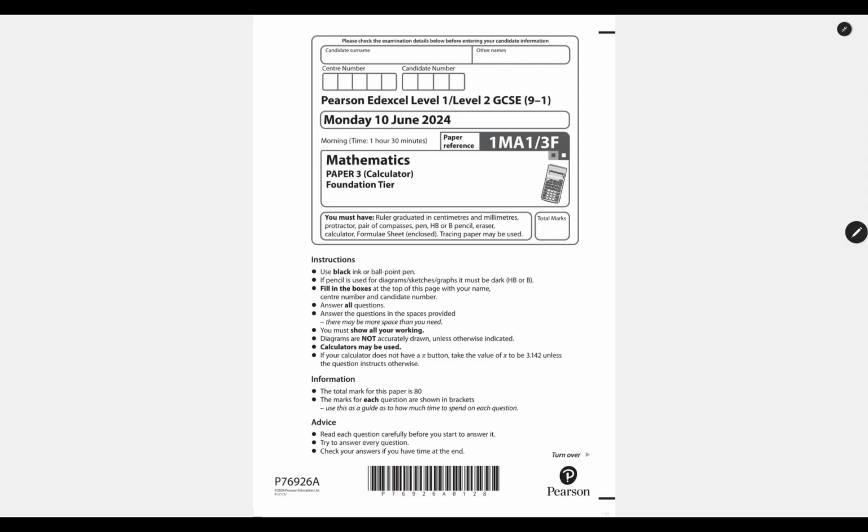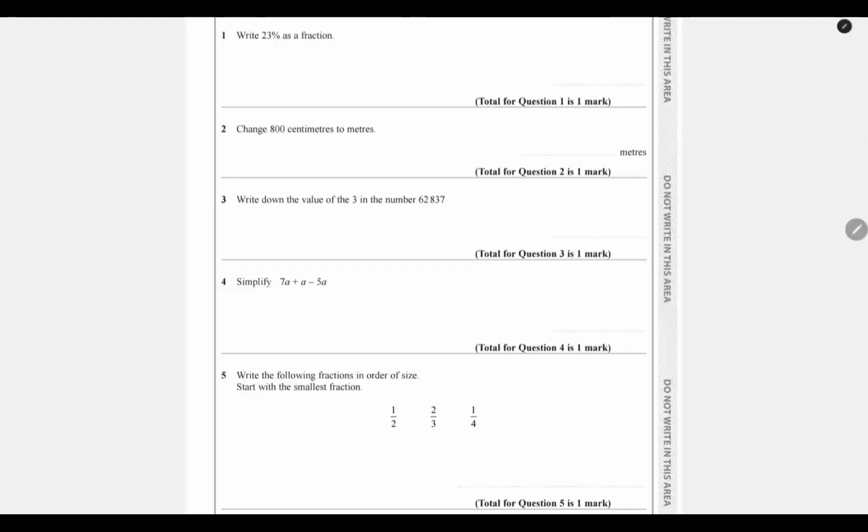Let's get into it. Question 1 says, write 23% as a fraction. Well, we know that percent is out of 100, and so it's going to be 23 out of 100. Question 2 says, change 800 centimeters to meters. Well, we know that 1 meter is 100 centimeters, and so to get to 800 we multiply by 8, and so we do the same thing to the other side, and so 800 centimeters is 8 meters.